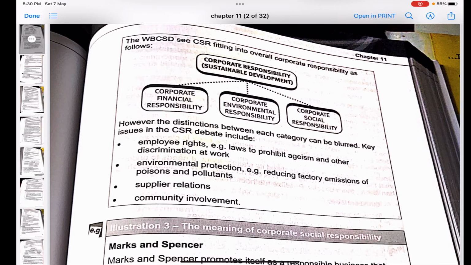Key issues in the CSR debate include employee rights, the laws that prohibit ageism and other discrimination at work. We cannot discriminate based on various factors in the market. Environment protection, reducing the factory emissions of poisons and pollutions. We need to have good relations with the suppliers, and we need to involve the community in the decisions we take or in anything major.